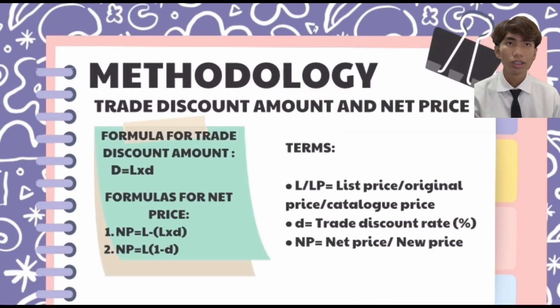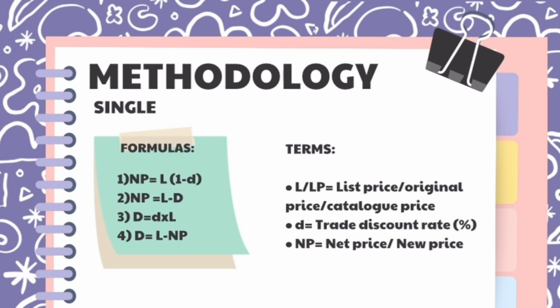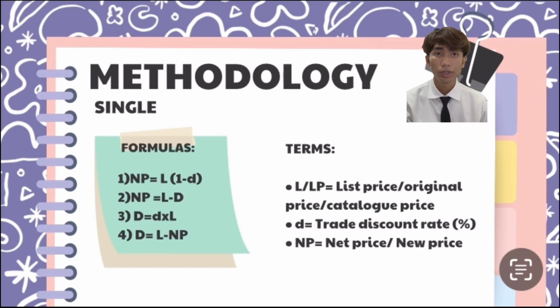Trade discount amount D equals list price multiplied by trade discount rate. D equals L multiplied by D. Net price NP equals list price minus trade discount amount. NP equals L minus L multiplied by D. NP equals L(1 minus D). For single trade discount, NP equals L(1 minus D).